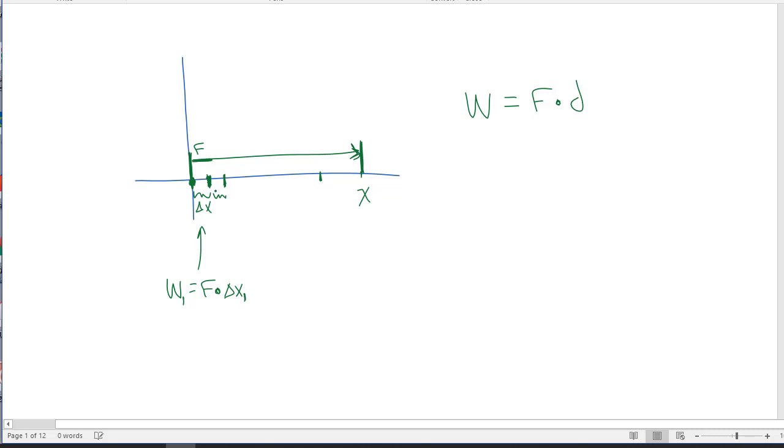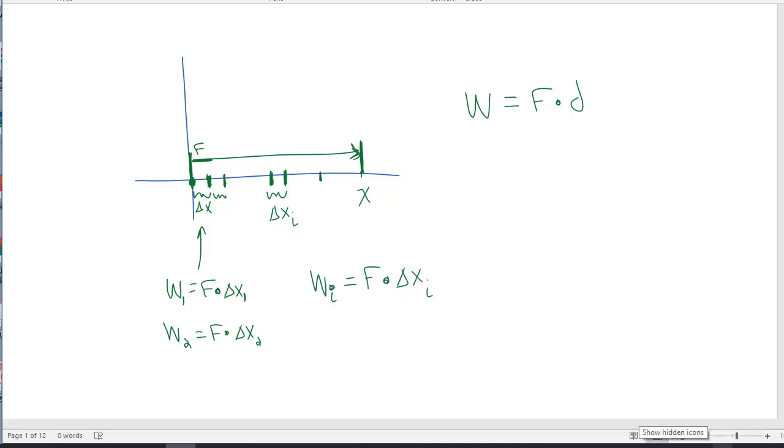And then the distance moved between the next two. I'm going to have the work done in segment 2 being the relatively constant force times the distance moved in that interval. So we're going to have, let's say, the ith interval here. I have some distance between i minus 1 and i. And again, if this is small enough, the force is roughly constant. So the work in the ith interval is the roughly constant force times the distance in that ith interval.